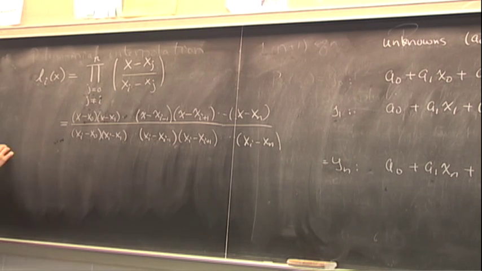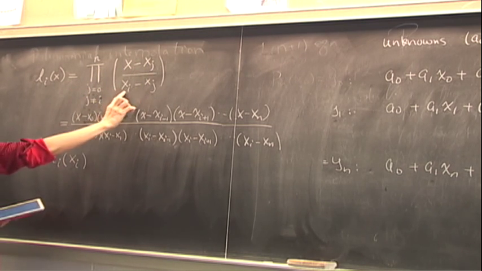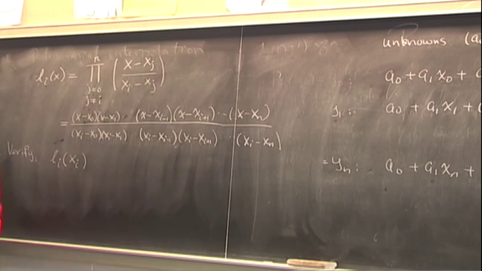Let's verify. Does it do the job? It needs to satisfy that property that it's a Kronecker delta. So Li, if I put in xi, does it equal 1? I want it to be 1, right? What do you think? If I put in xi, what do I have? xi minus xj over xi minus xj. Each term is 1. I multiply 1 n times. What do I get? 1. That's okay. Is it clear?